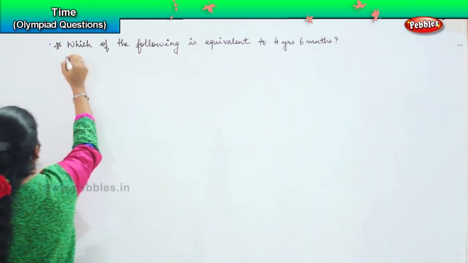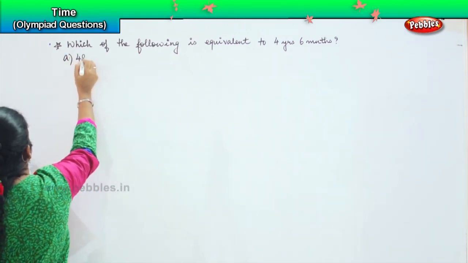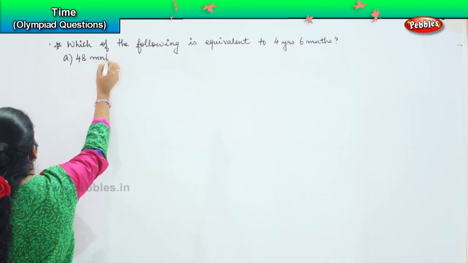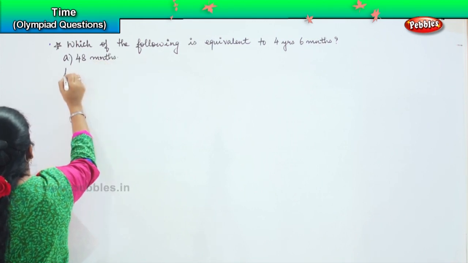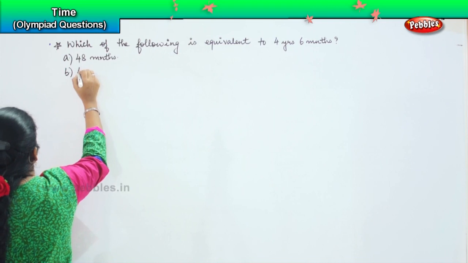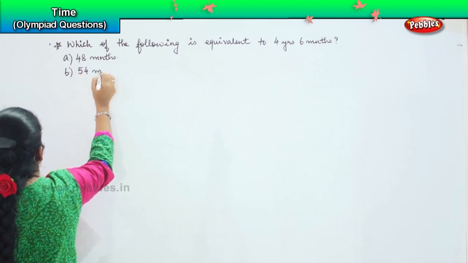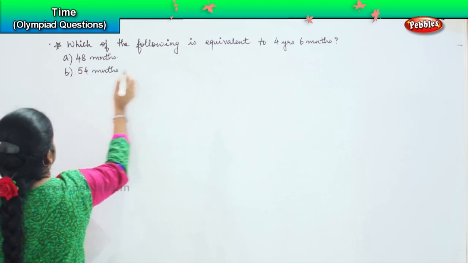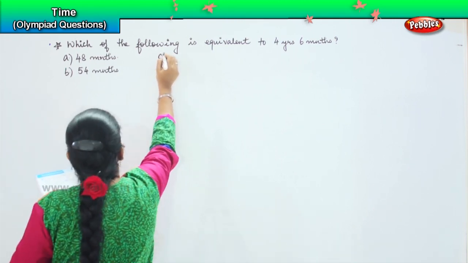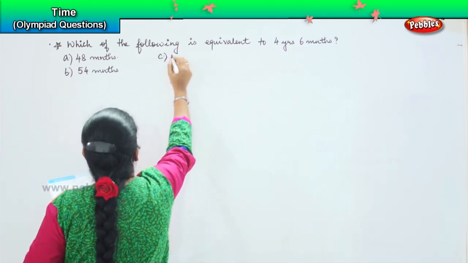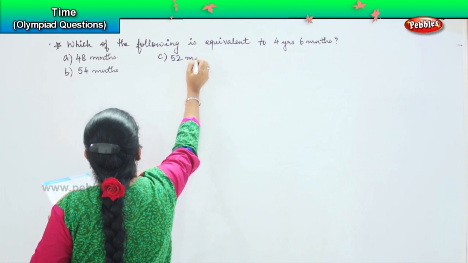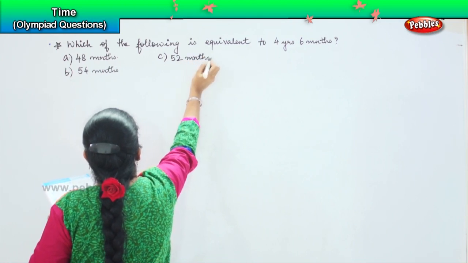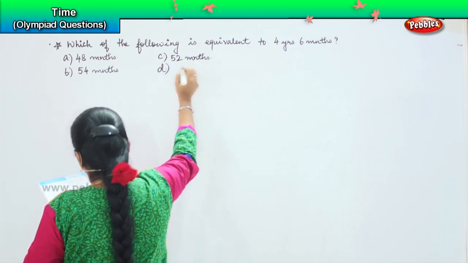And the options are option A, 48 months, option B, 54 months, option C, 52 months, and option D, 10 months.